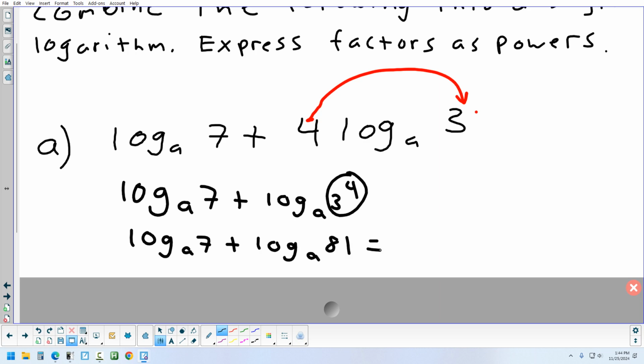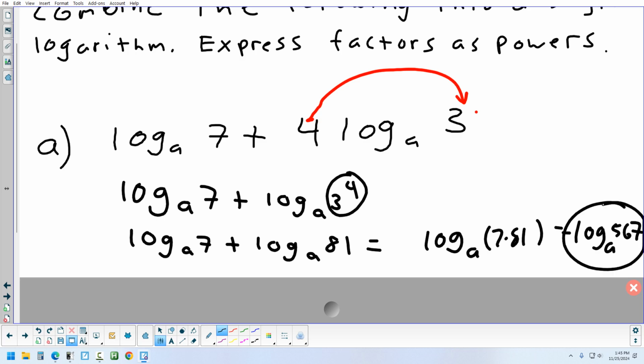So now we're going to recombine those into a single log. What's going to be the base? It's going to be base A, and we're adding, so it recombines as multiplying. 7 times 81, oh jeez, that's a big number. 567. Okay, all right, 567.